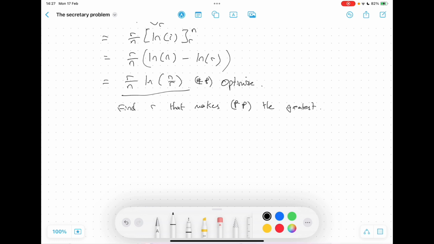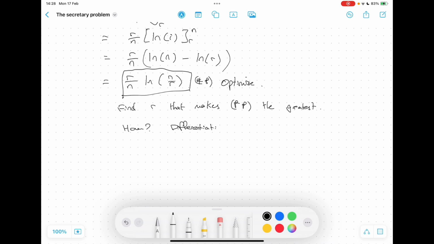Since this is our formula for the results, the probability that we get the correct person is given by this expression, and so we want this probability to be the highest. So we want to see what values of r will give this highest value. And how do we optimize? Well, we differentiate and set to 0.